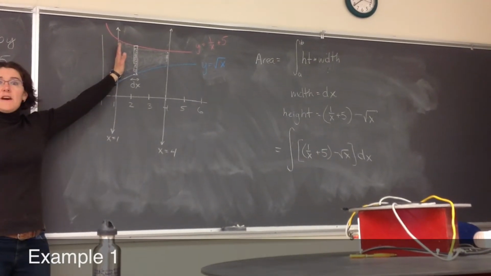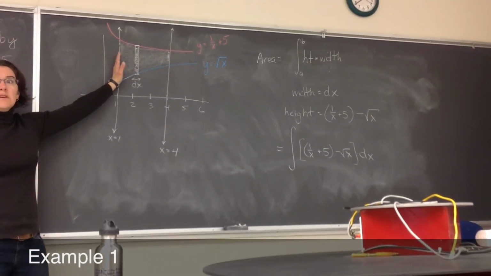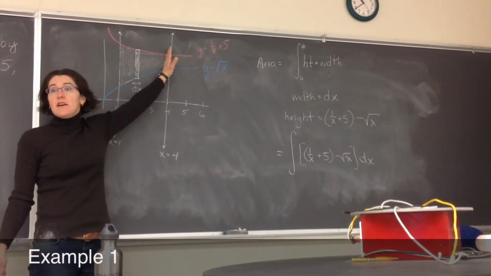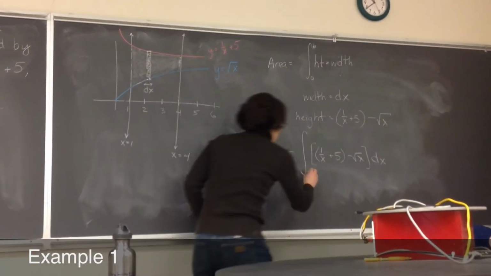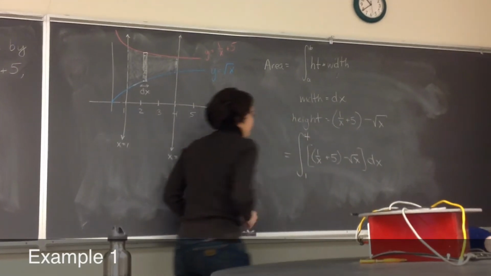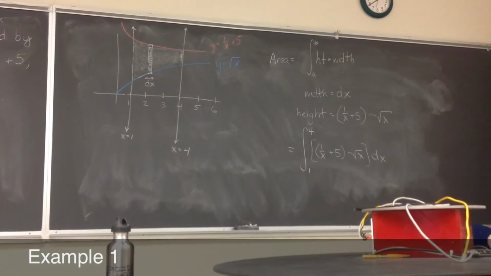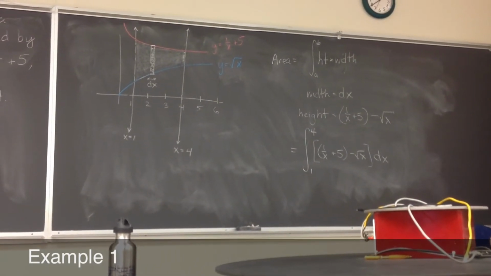Starting at an x value of 1. And bam, bam, bam, I'm going to add those areas until I hit an x value of 4. So my bounds will be from 1 to 4. Okay, are there any questions about setting up that integral?